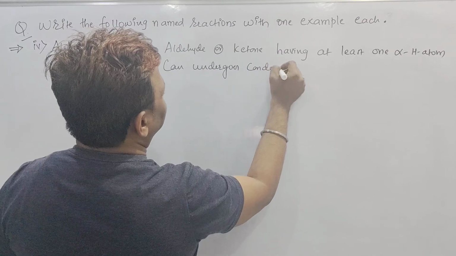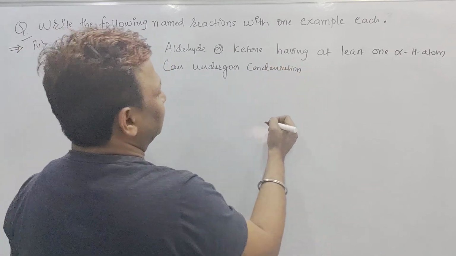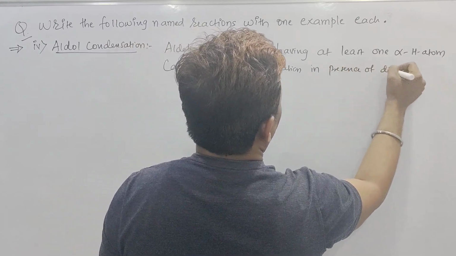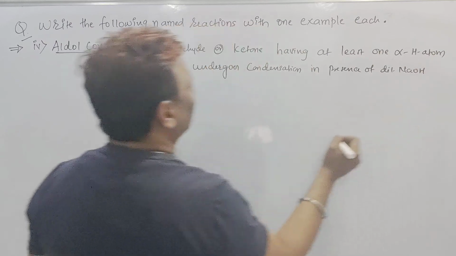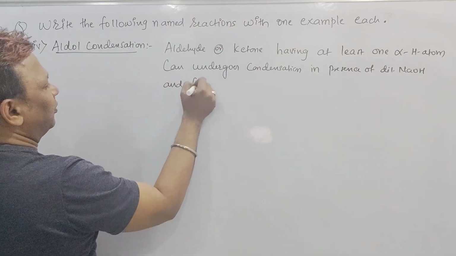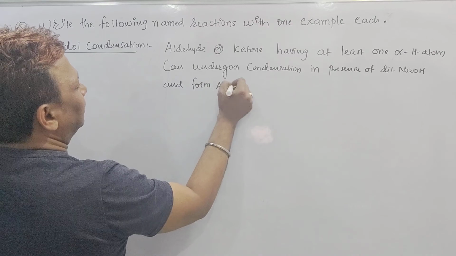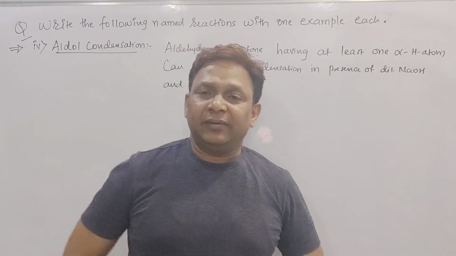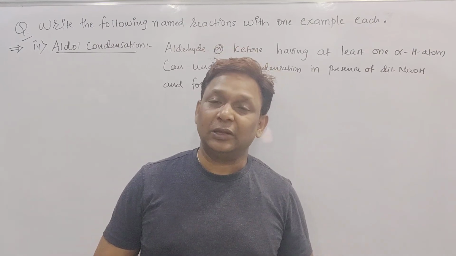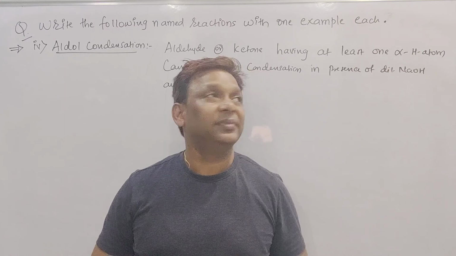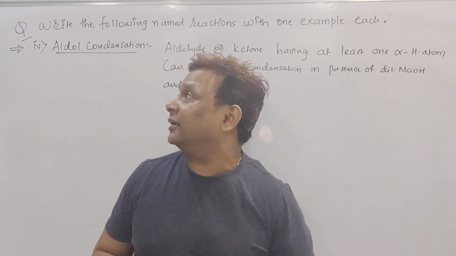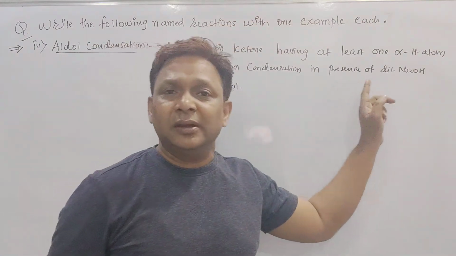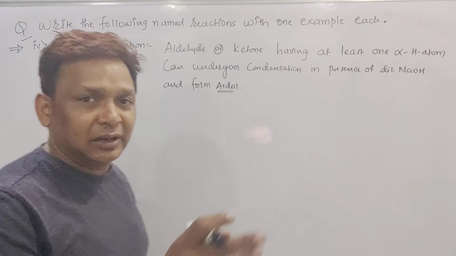Undergoes condensation in presence of dilute NaOH and forms aldol. See beta, aldehyde having at least one alpha hydrogen atom, ketone having at least one alpha hydrogen atom can undergo condensation reactions, and that condensation reaction in presence of what, beta? Dilute NaOH, and it gives rise to aldol. I will show you, beta.